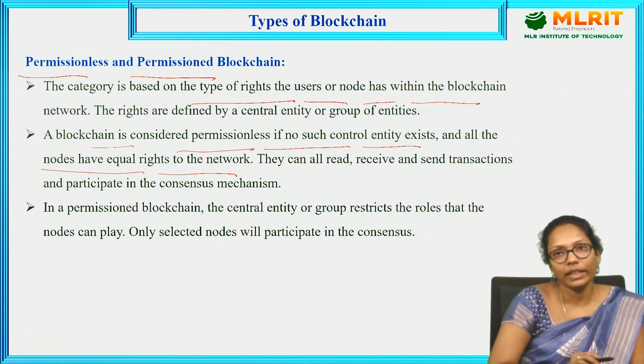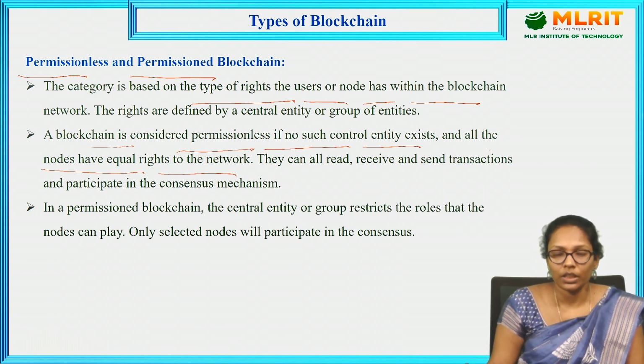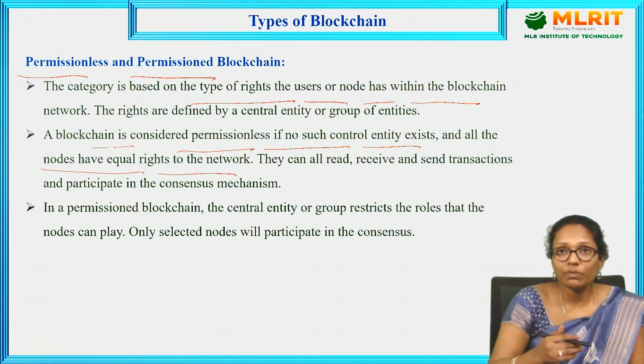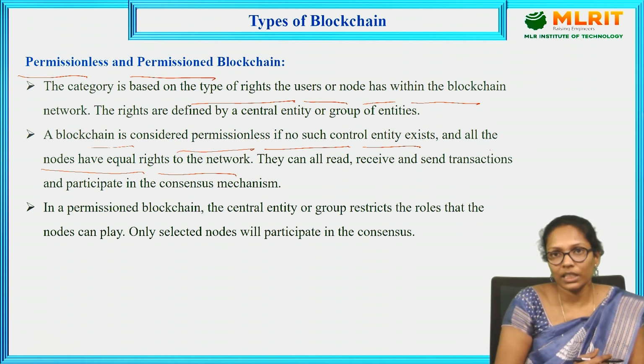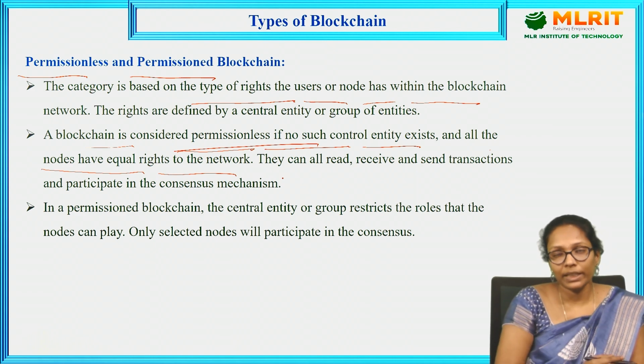A blockchain is considered permissionless if no such control entry exists and all the nodes have equal rights to the network. As we discussed, in the private network there will be some central authority to authorize a user. If an unknown person enters the college, they will not allow, right? So there should be some process. Here there will be some central authority to authorize the person in the private blockchain.